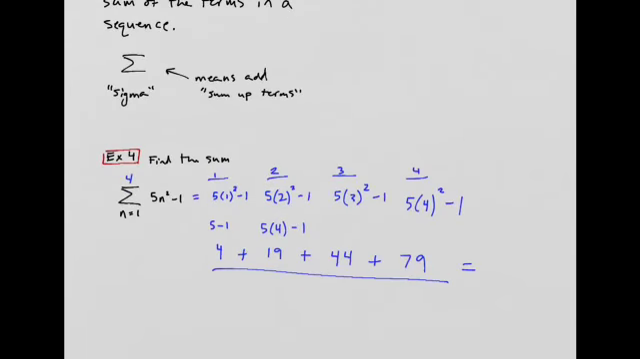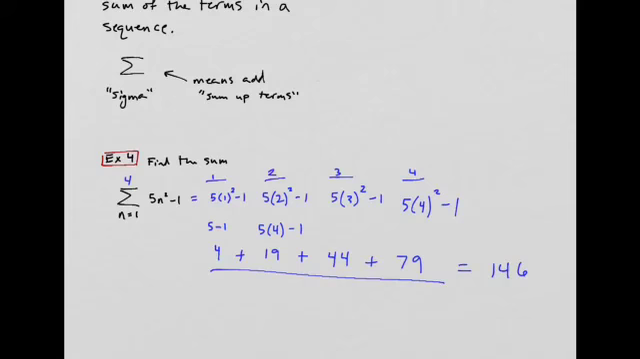So what is this? 19 plus 4 is 23. Plus 44 is 67. Plus 79 is 146. So we can say the sum from n equals 1 to 4, because I changed it, of 5n squared minus 1, that's going to equal 146.